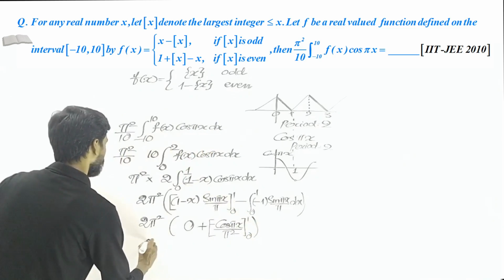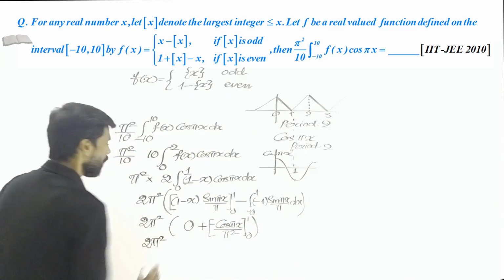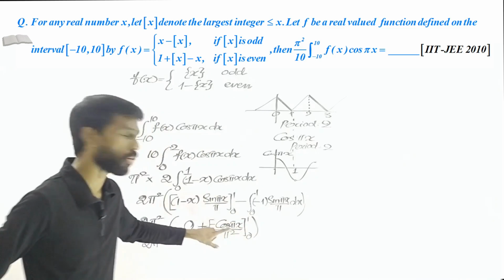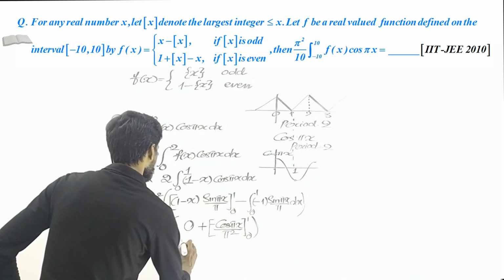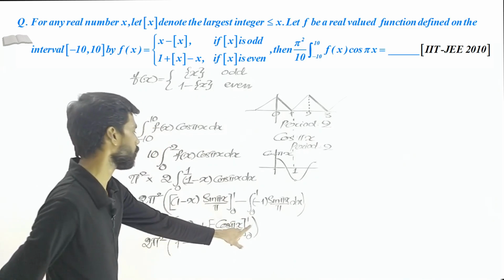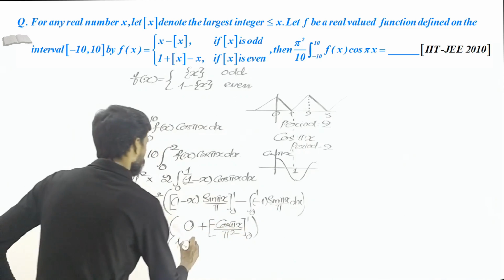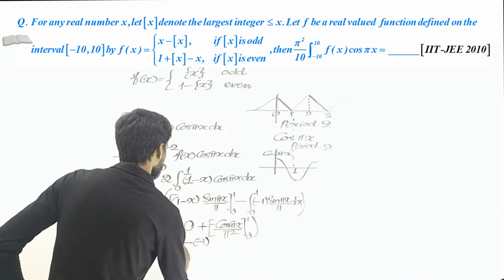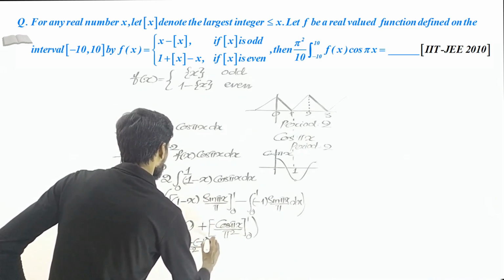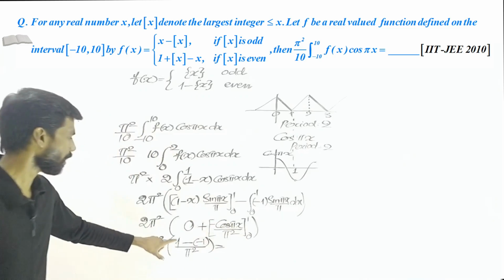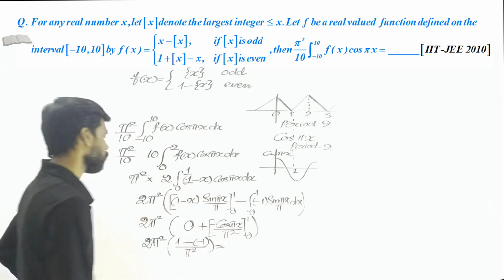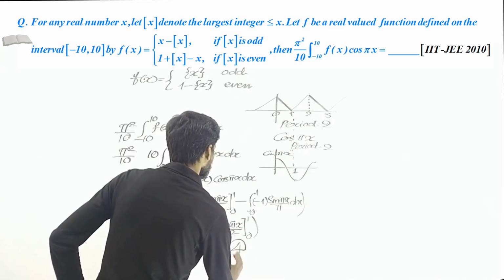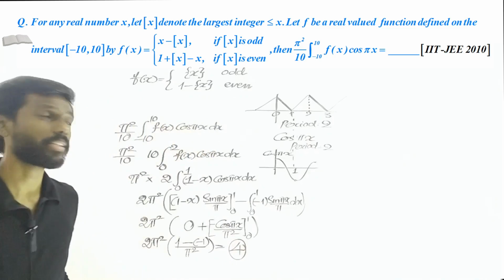Okay, so simplify this 2 pi square. So substitute this limit. If you substitute 0, we will get cos 0 is 1. So 1 minus, now substitute this limit. So cos pi is minus 1. So that means 1 minus minus 1 divided by pi square. Okay, so that's all. So this will give you the answer, right? So 1 plus 1, 2. So 4 pi square divided by pi square. So that means the required answer is simply 4. So 4 is the answer to the question.